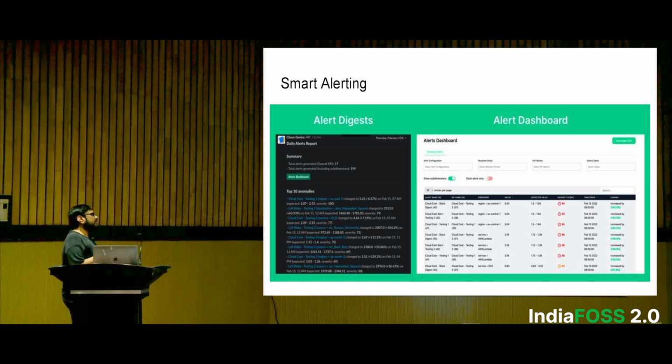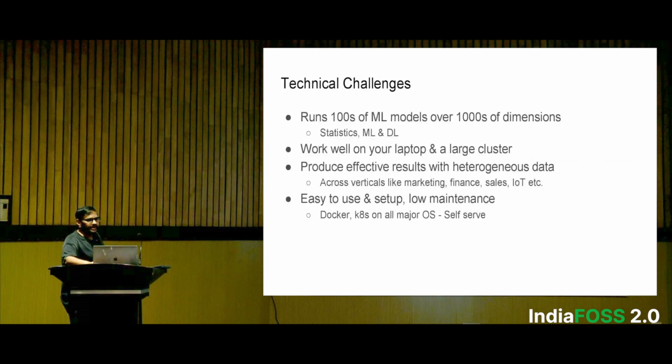Besides that, we wrap all of this with alerting. We have alerting in a smart way, so that you don't have alert creep, in that you're not overloaded with alerts, and we provide standard alert channels like Slack and email and so on. So that's briefly what Chaos Genius is.